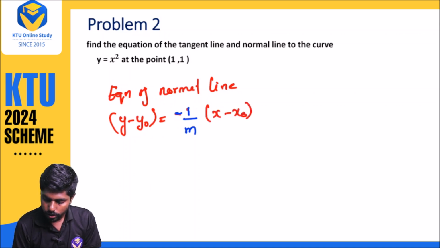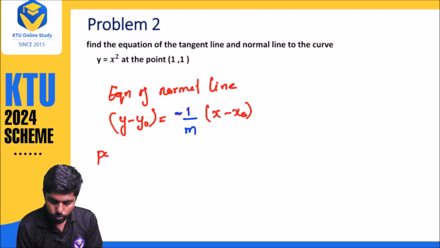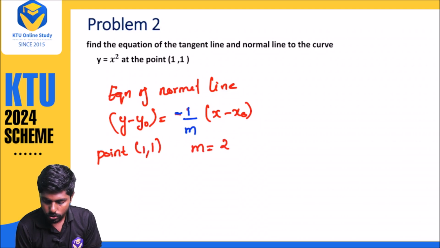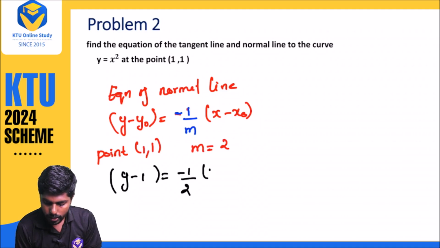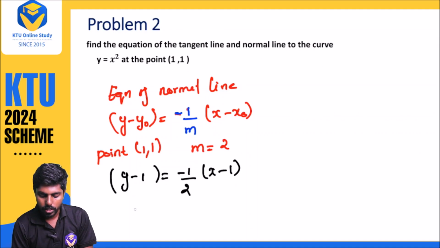So what is y minus y naught? We know the point. What is the point? The point is (1, 1). What is m? m is equal to 2. So just to substitute, what will we be getting? y minus 1 is equal to minus 1 by 2 into (x minus 1). So this is our equation of the normal line.